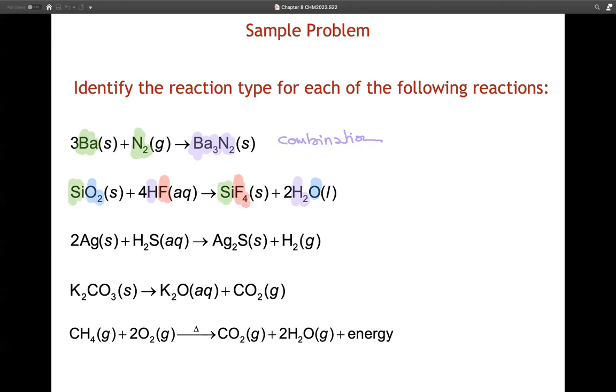Right? Do you agree that the cation of one is basically being replaced with the anion of the other? But you don't really have cations and anions. We're dealing with non-metals, but it is double displacement or double replacement.